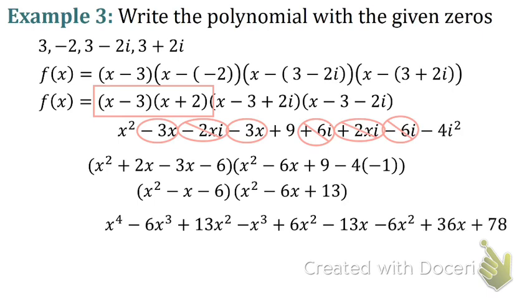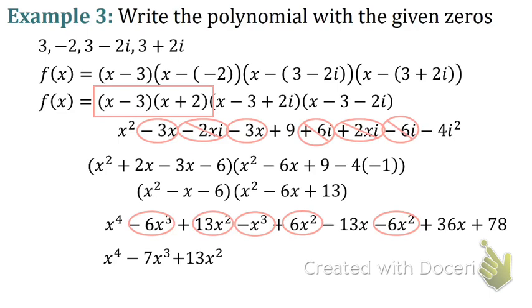Combining like terms, we see we have a negative 6x cubed and a negative x cubed. So that's going, and we have an x to the 4th in front. So that's going to be x to the 4th minus 7x cubed. Our next set of like terms are 13x squared, 6x squared, and a negative 6x squared. That's going to equal 13x squared. And then we have negative 13x plus a 36x. That's going to result in 23x. And then we have the plus 78. That there is our polynomial with the roots 3, negative 2, 3 minus 2i, and 3 plus 2i. So that concludes this video on fundamental theorem of algebra.